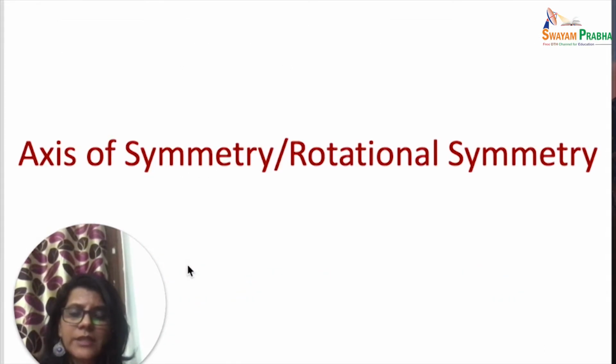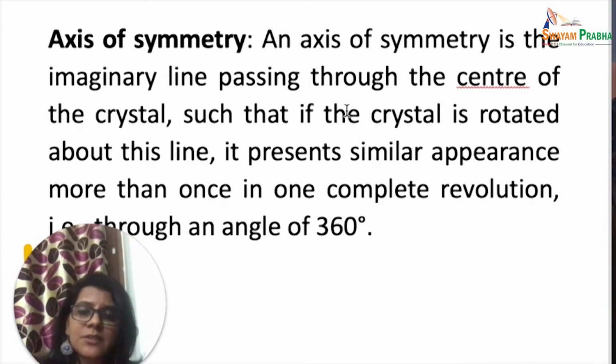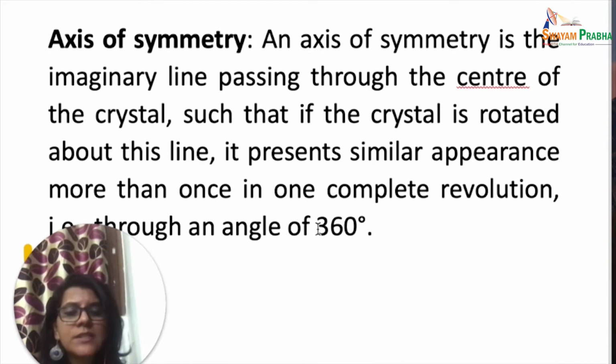Now let's take a look at the axis of symmetry or the rotational symmetry. So what is the axis of symmetry? An axis of symmetry is the imaginary line which passes through the center of the crystal such that if the crystal is rotated about this line, it presents a similar appearance more than once in one complete revolution through an angle of 360 degrees. I am repeating, an axis of symmetry is the imaginary line which passes through the center of the crystal such that if the crystal is rotated about this line, it presents a similar appearance more than once in one complete revolution, that is through an angle of 360 degrees.